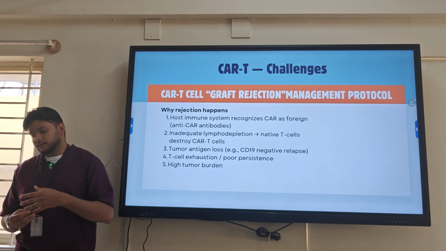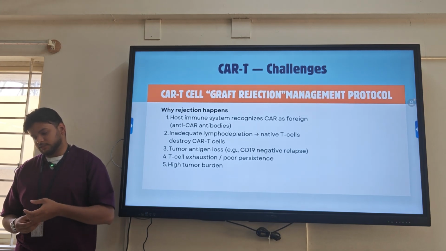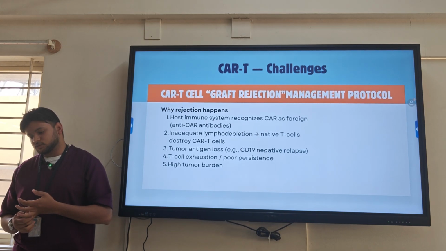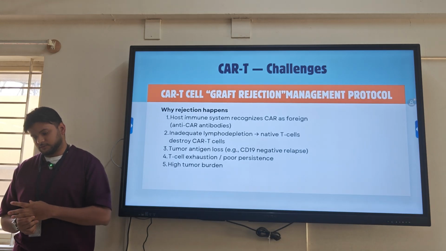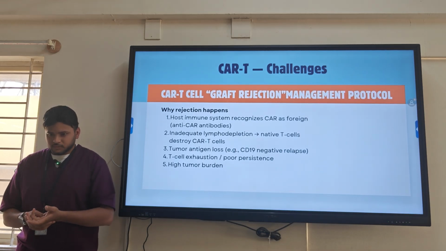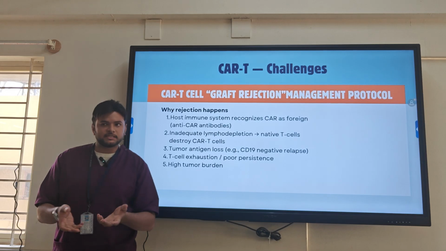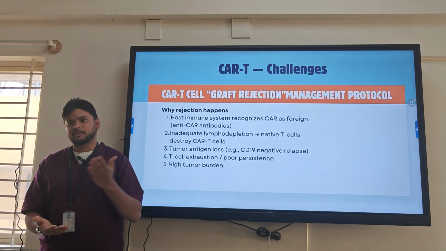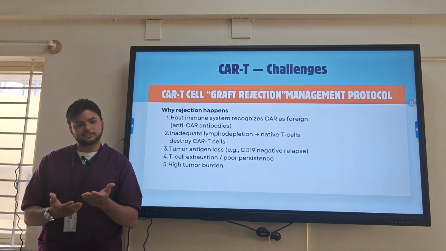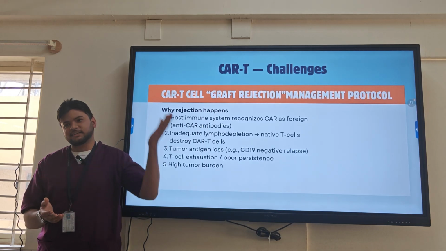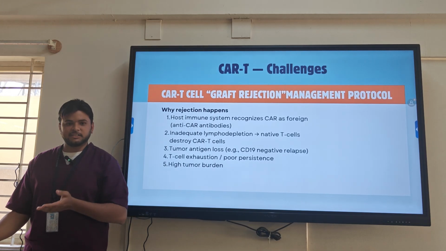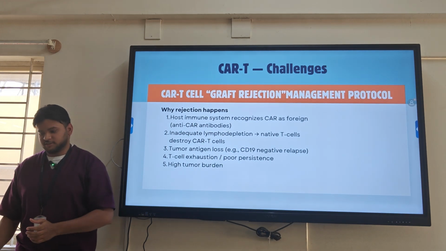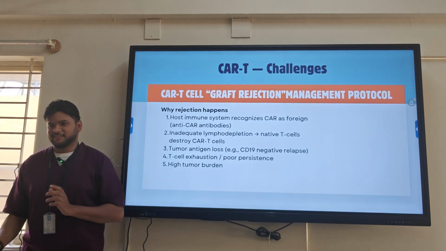The second point, inadequate lymphodepletion. Native T cells destroy CAR T cells. Lymphodepletion, lymphocytes, the B cells. If the depletion is not happening, these B cells will activate the T cells which are already present in your body, and those T cells will attack these engineered genes. You're getting my point? Okay.